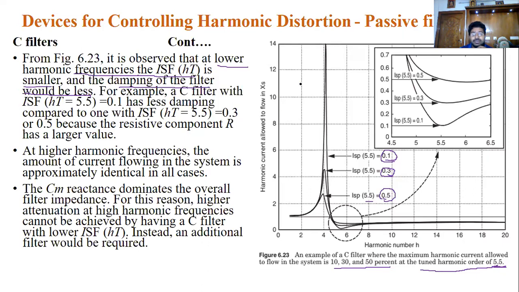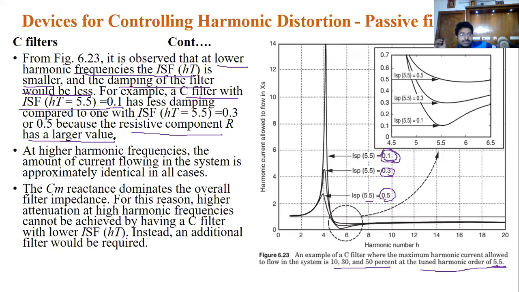The damping value. For example, in this case, a C filter with ISF value HD is 0.1. You see this, the damping value when compared to the others. This difference is because the resistive component R has a large value. That entirely depends upon this resistance value, whether it is 50%, 30%, or 1%.